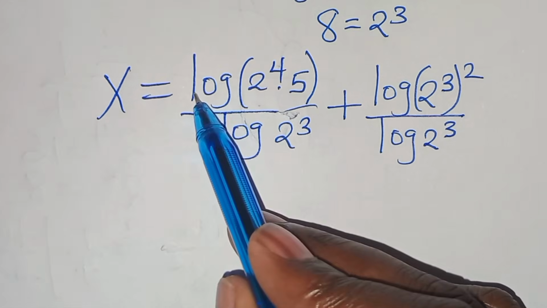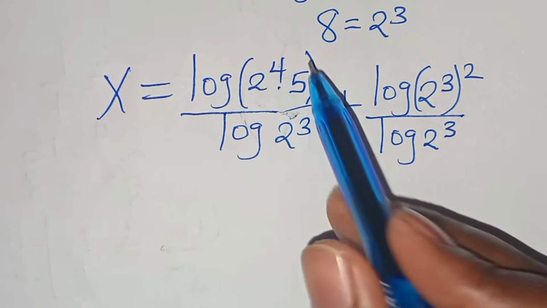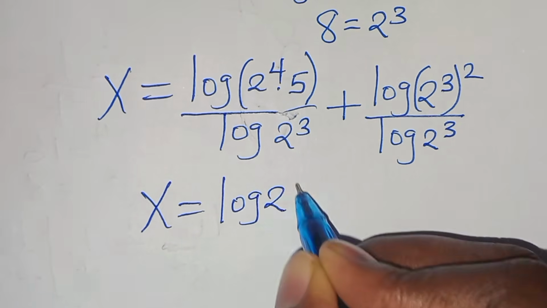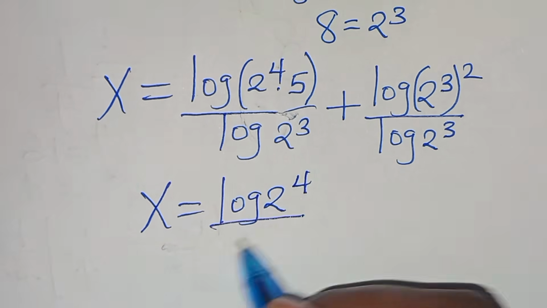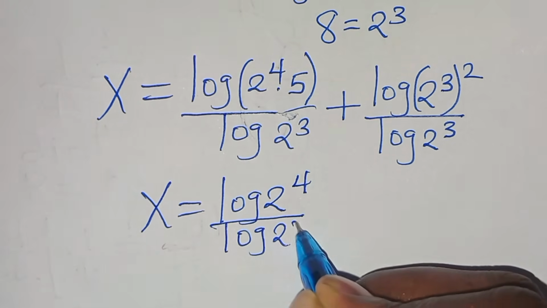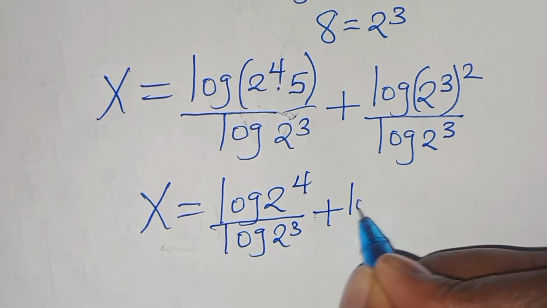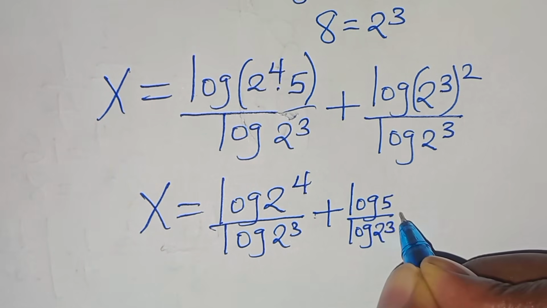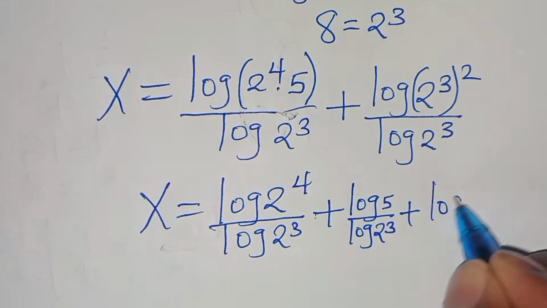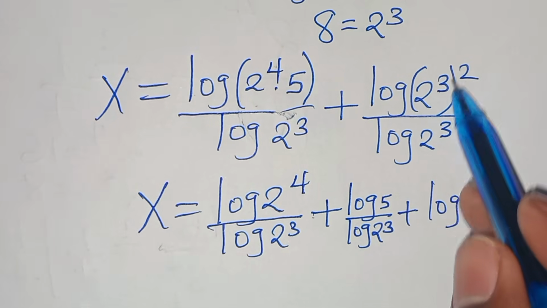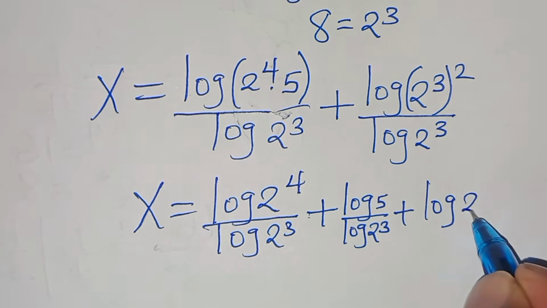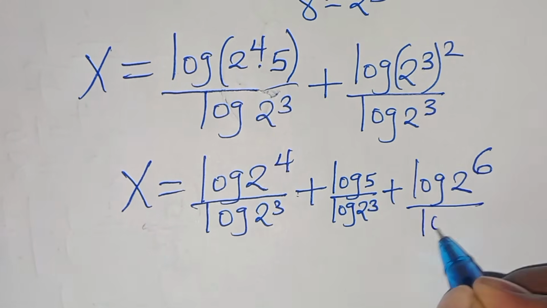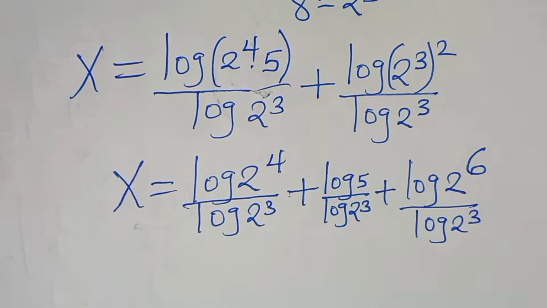Now, we can express log 2 to the power of 4 times 5 as log 2 to the power of 4 divided by log 2 to the power of 3 plus log 5 divided by log 2 to the power of 3, then plus, here we have log, this is 2 to the power of 3, now this is 3 times 2, so this becomes 2 to the power of 6 divided by log 2 to the power of 3.